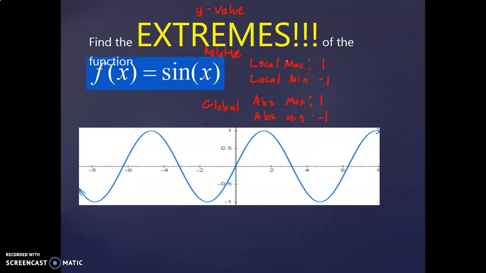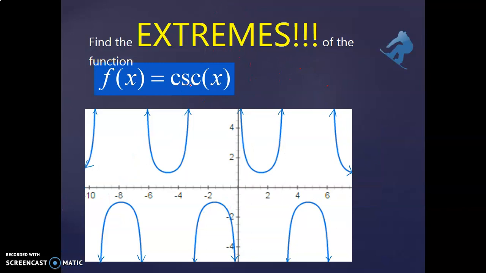Now, if we think about the cosecant function and we think about the extremes, so local max, local min, absolute max, absolute min. So these values are at 1 because these are the peaks of the sine function. So cosecant is 1 over sine. So if you think about it, we're just drawing a sine function.